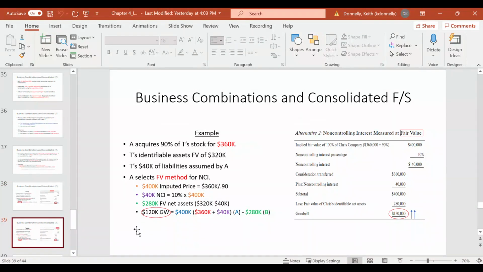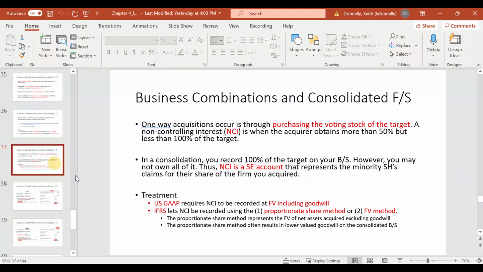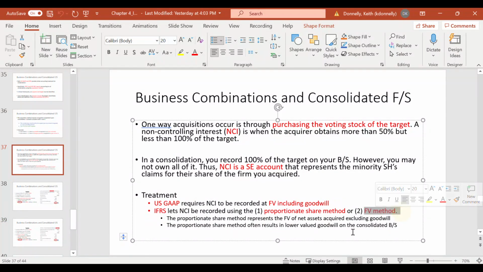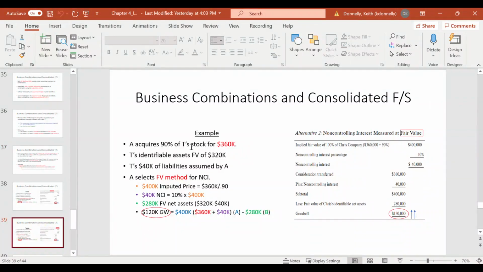Now, let's look at the second method here, the fair value method. So we'll be using the second method in this example. Same setup with facts. A acquires 90% of the stock. There's assets of 320, liabilities of 40. We're going to use the fair value method.